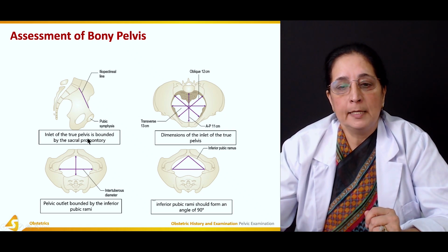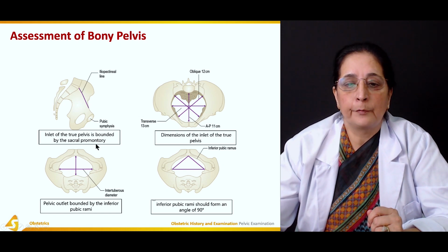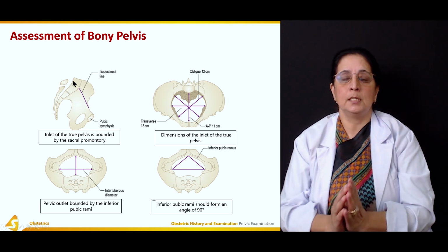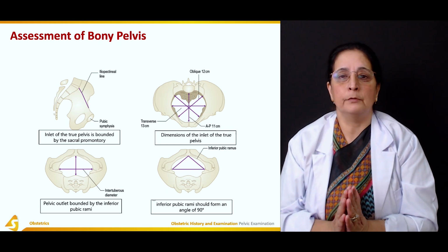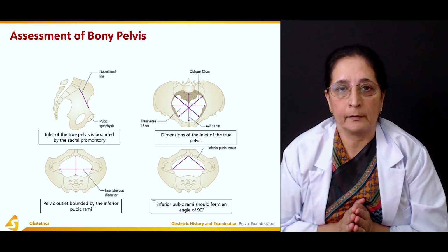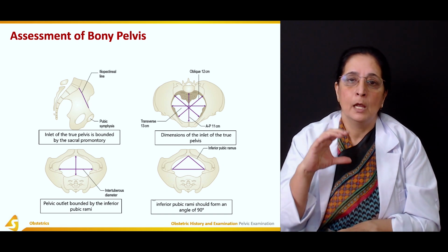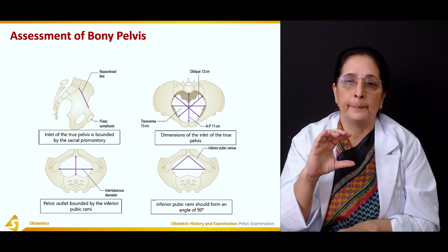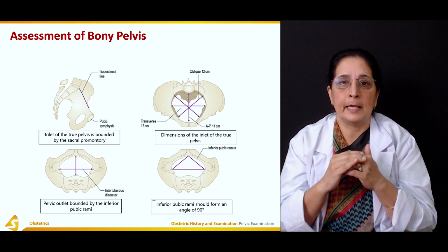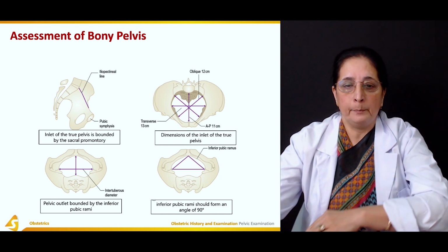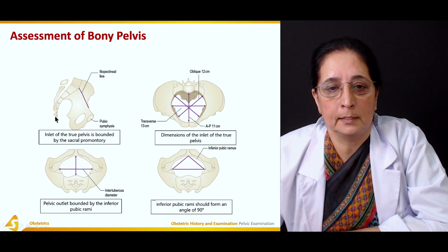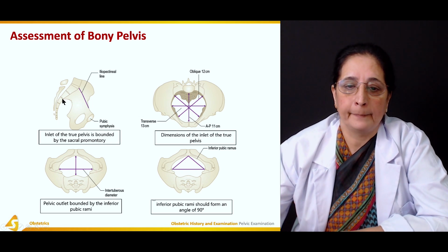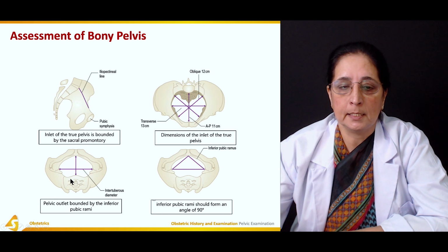The inlet of the pelvis is bounded by the sacral promontory. On the posterior side, we have the lower part of the vertebrae known as the sacral bones or sacral vertebrae. All these sacral vertebrae combine to form the sacrum. So all the 5 sacral bones are combined together. And below the sacrum, there is the coccyx. These are the 3 coccygeal bones. So this is the sacrum here.